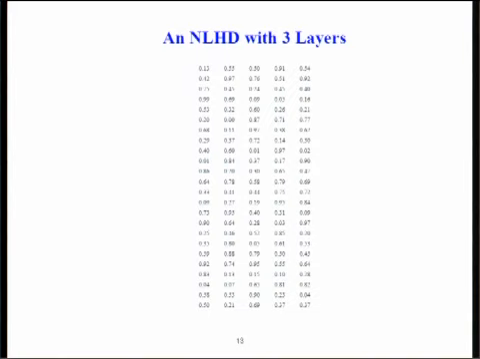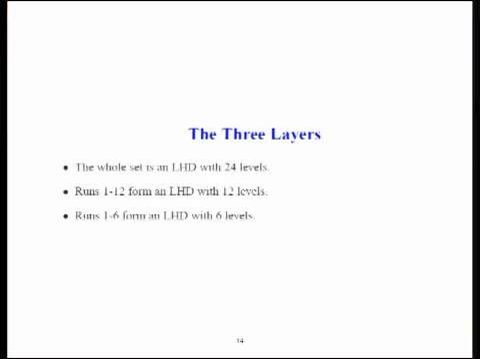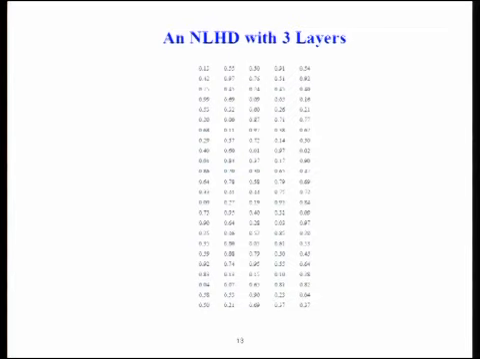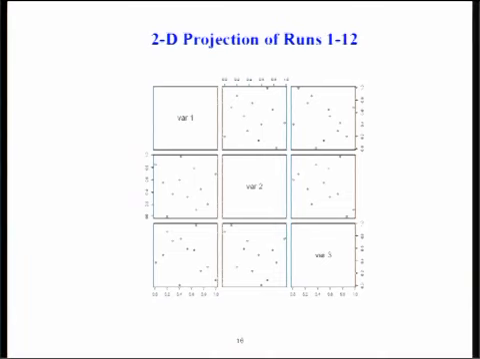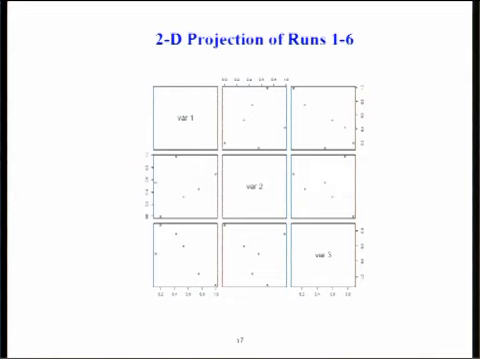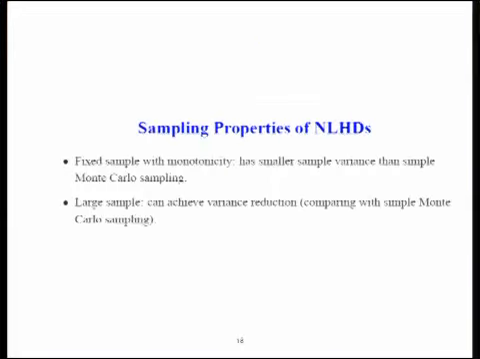So let me show some 2-dimensional stratification for this. If you consider all the points together, you get a Latin hypercube with 24 points, which has 1-dimensional stratification. If you only take the first half, it is a Latin hypercube with only 12 points. You take 1/4, a Latin hypercube with 6 points. You can always do that.